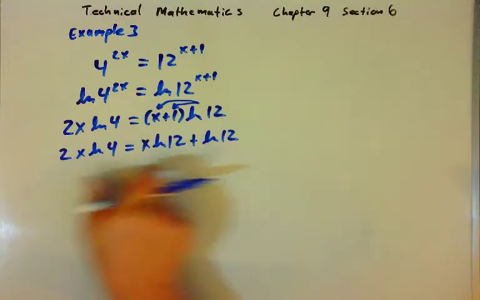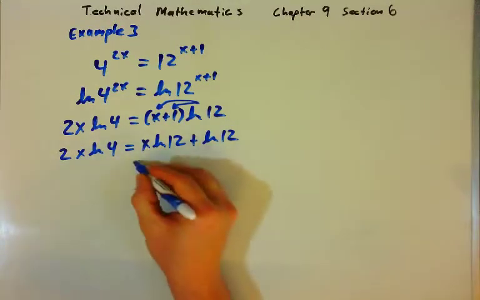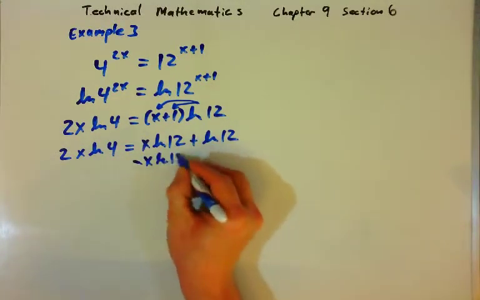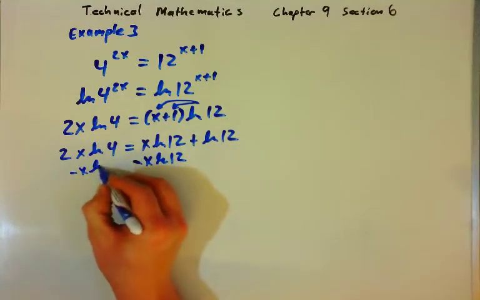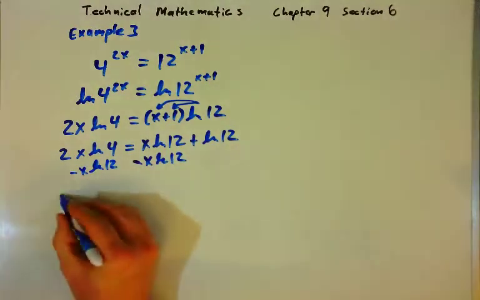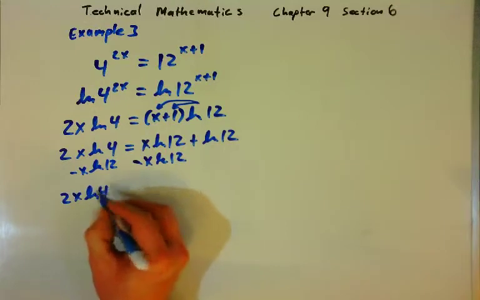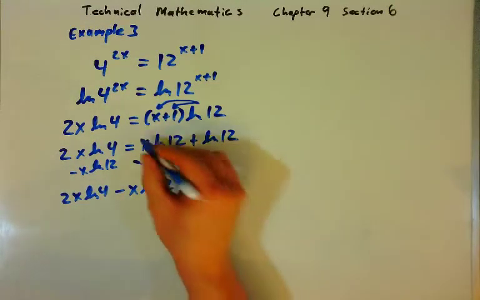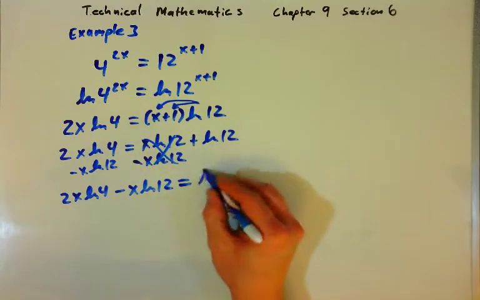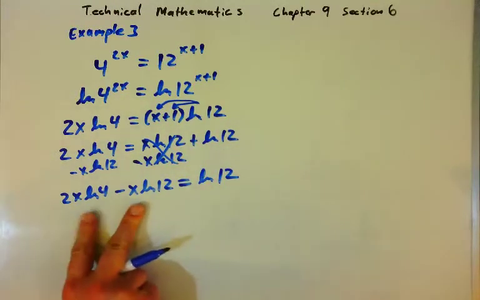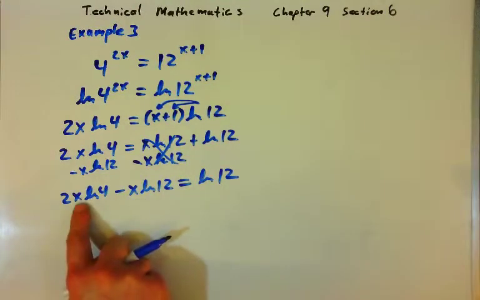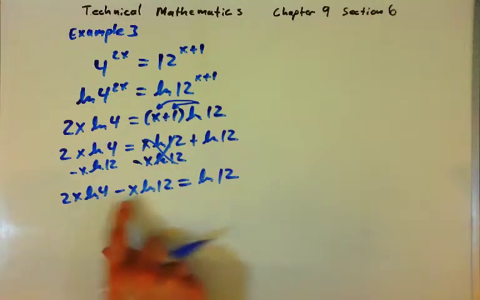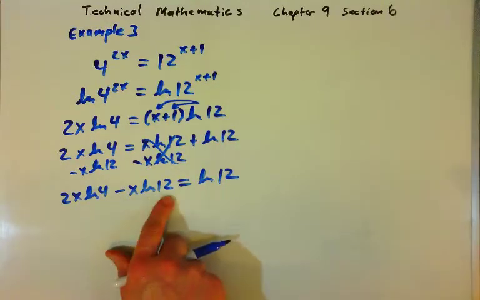My goal now is to get the terms that have x in them to the same side, so I'll subtract x ln 12 from both sides, subtract x ln 12, and we'll get 2x ln 4 minus x ln 12. These canceled, and this will be equal to ln 12. Now I have both terms with the x. They're on the same side of the equal sign. X is being multiplied by 2 and ln 4. It's being multiplied here by ln 12.